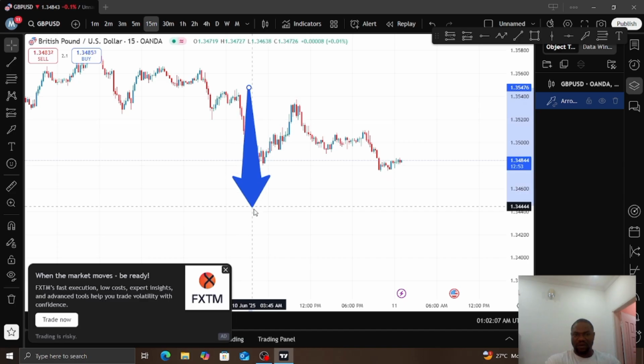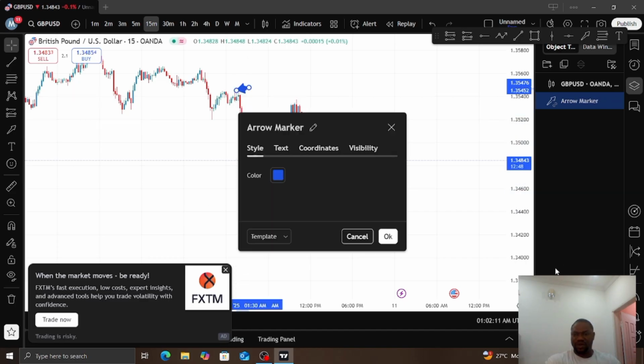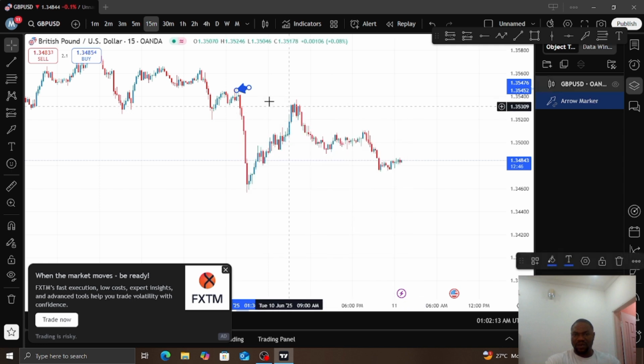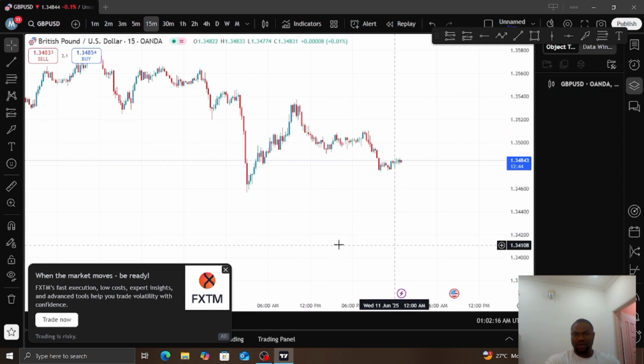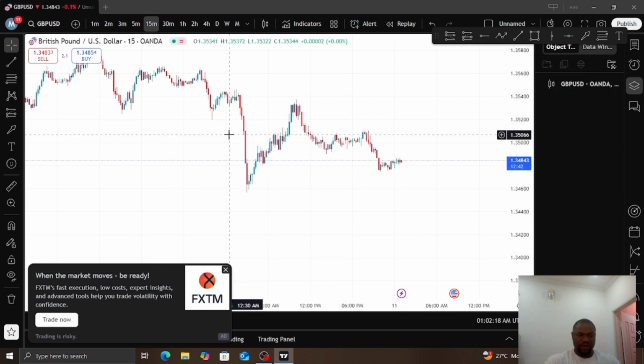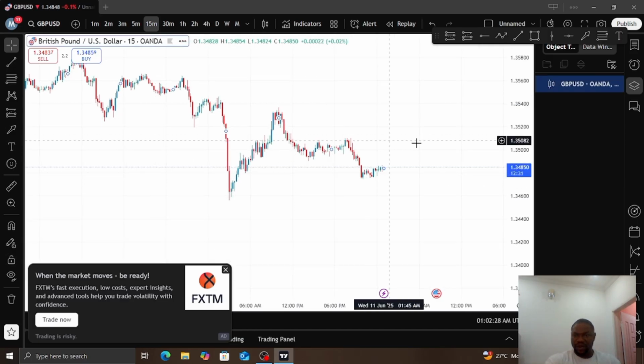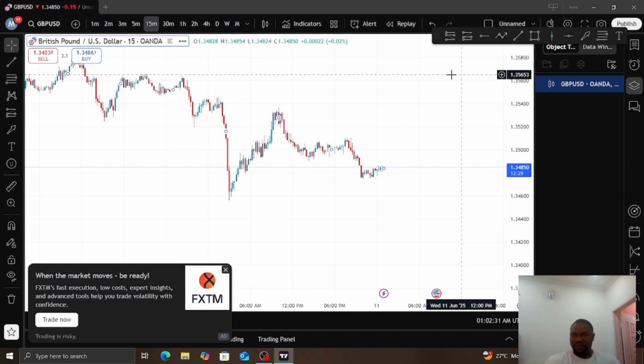So for a sell position, let's assume we are taking a sell from this point, all the way down to this point. I'm just assuming. I hope you understand what I'm saying. So we'll go for a short position.